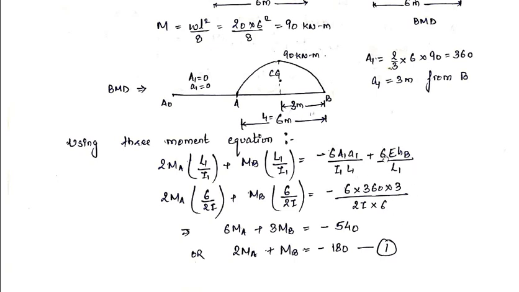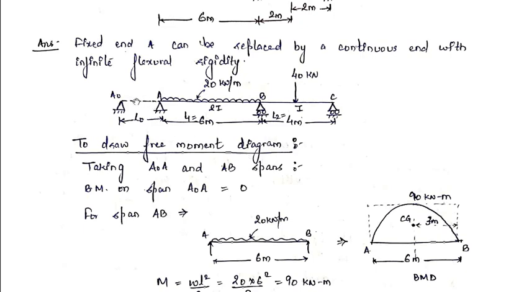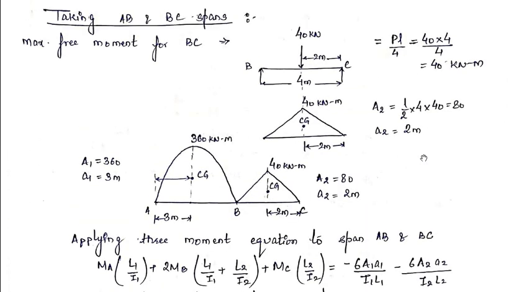In the question it is not given that the support is yielding, so the value of the settlement term will be 0 and this term will become 0. After putting all the values, an equation is derived which is 6MA plus 3MB equal to minus 540, and this can also be written as 2MA plus MB equal to minus 180, after taking 3 as common. This is the first equation which we have got. Here we have taken two spans, A0A and AB. Now we will take another pair of spans, AB and BC.